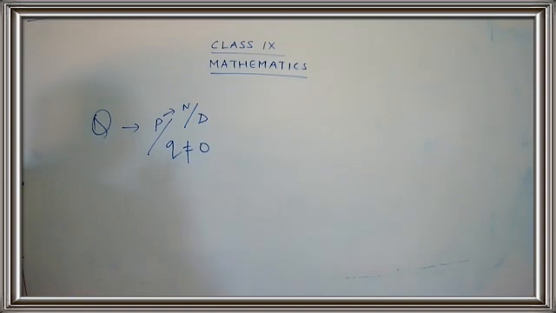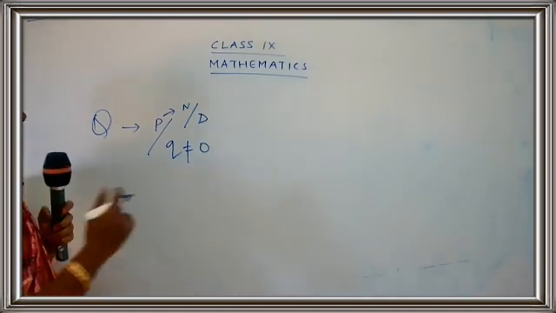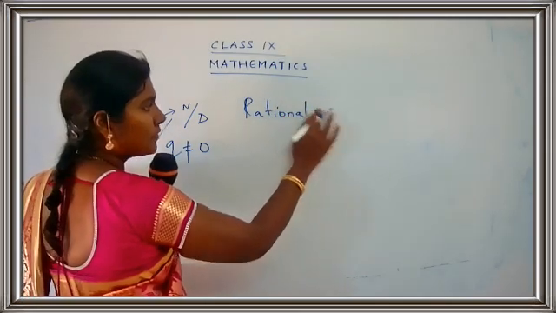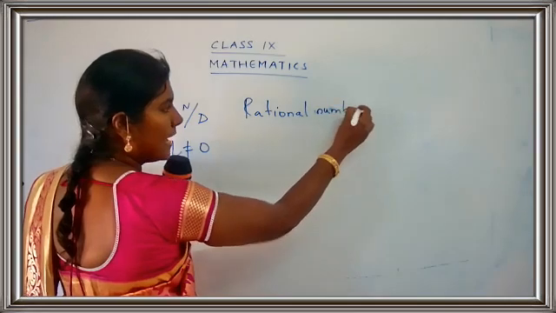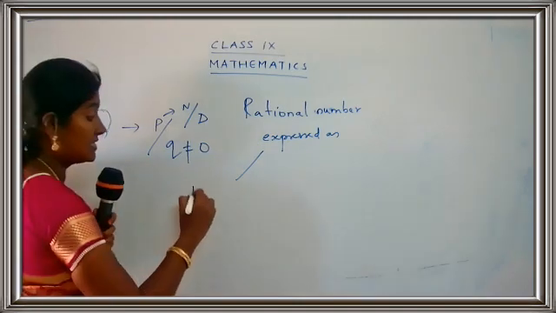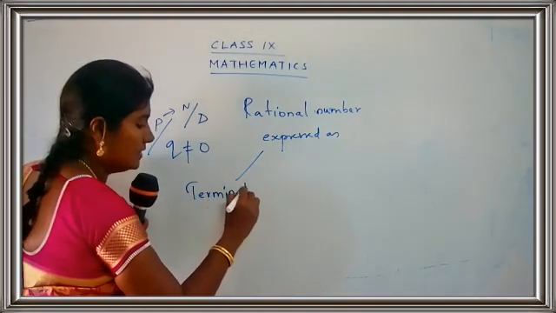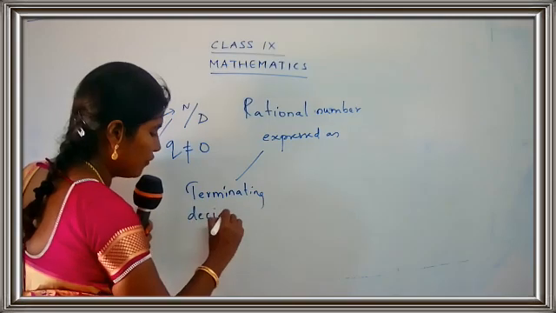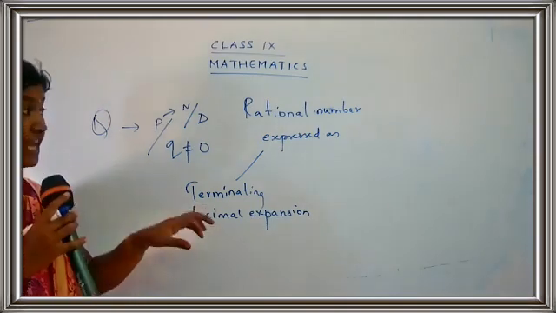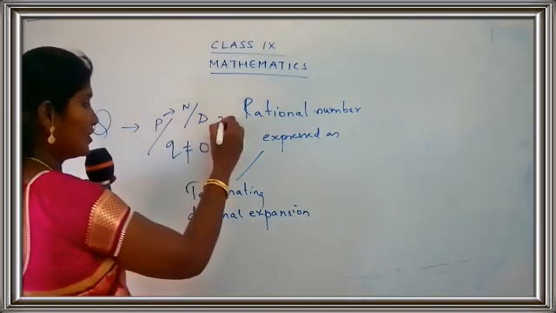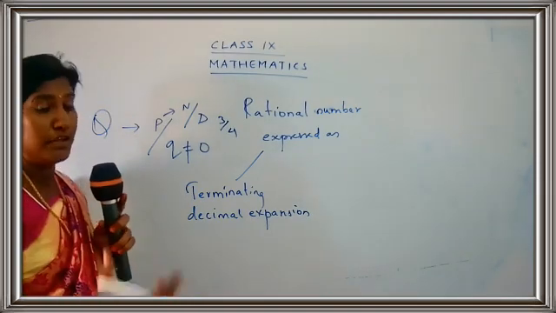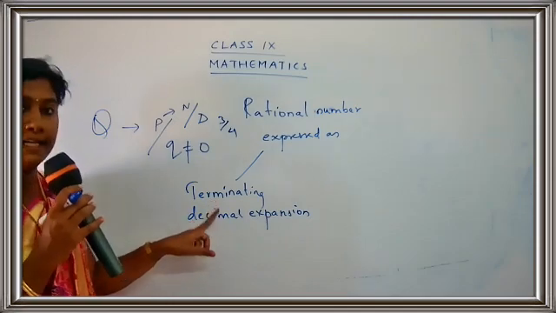Yes. And also we have seen the two ways of expressing a rational number. How can a rational number be expressed? The first one is terminating decimal expansion. That means we can change the fraction in terms of decimal. So when you change the rational number in terms of decimal, you may get a terminating decimal expansion.